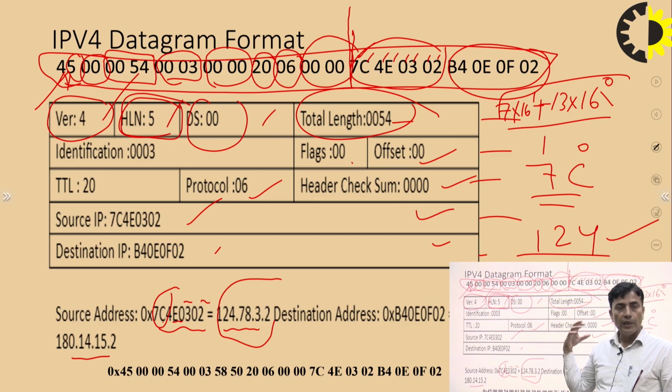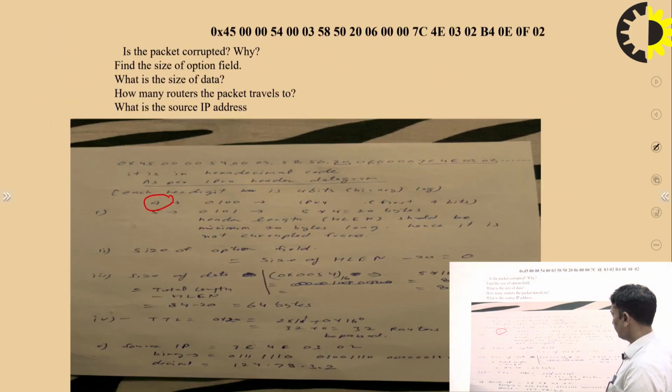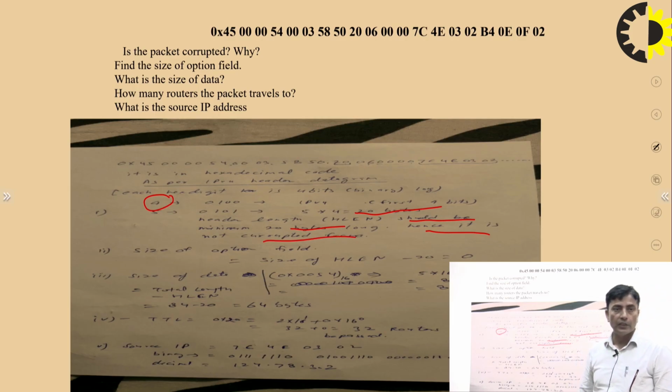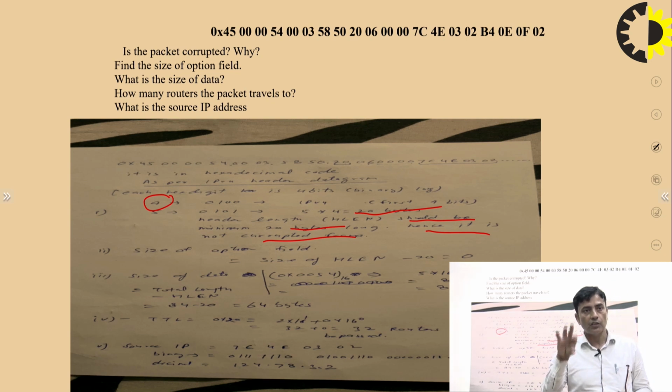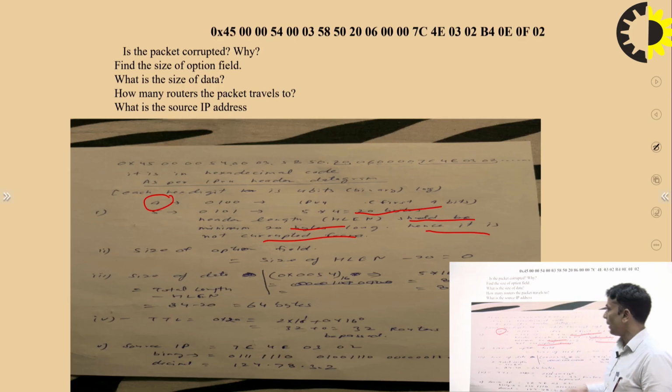So we multiply with the scaling factor 4. 5 into 4 is 20. So this gives 20 bytes. The header length should be a minimum of 20 bytes, hence it is not corrupted. If it were corrupted, this may have changed. At least there should be 20 bytes, and we see that in this packet we get 20 bytes of header size. So the packet is not corrupted.